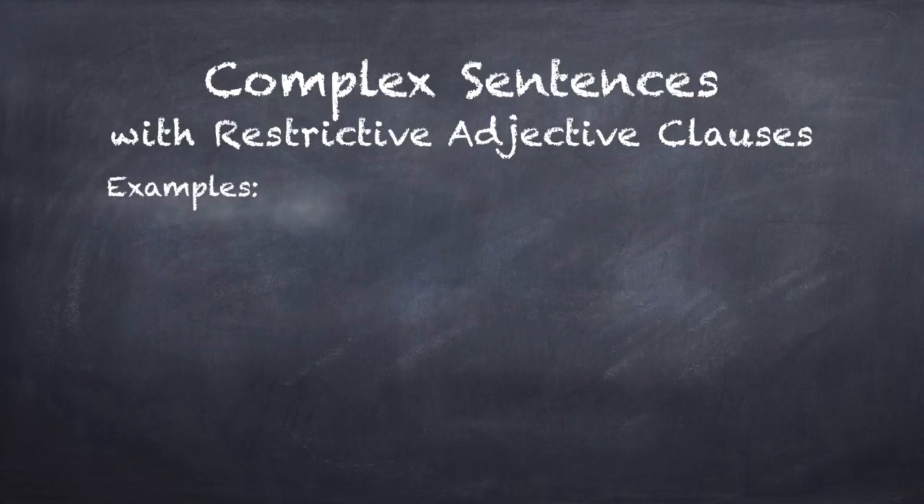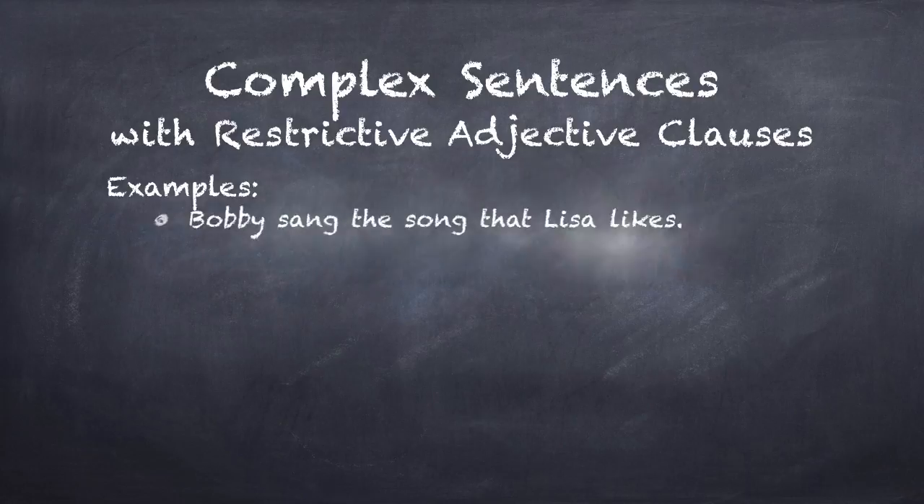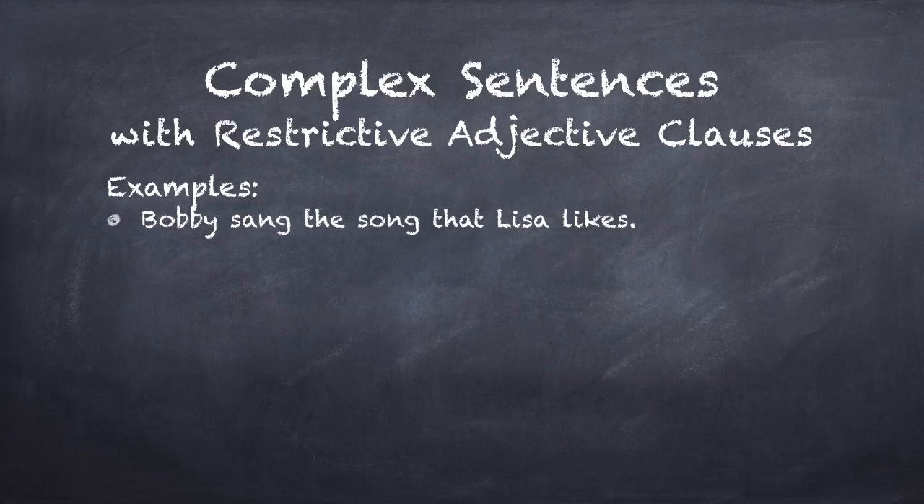Now, let's look at some examples. In the first example, we have: Bobby sang the song that Lisa likes. The independent clause is Bobby sang the song, but we don't know what song Bobby sang. We need more information. So we add the adjective clause that Lisa likes. Now, we know about the song that Bobby sang.